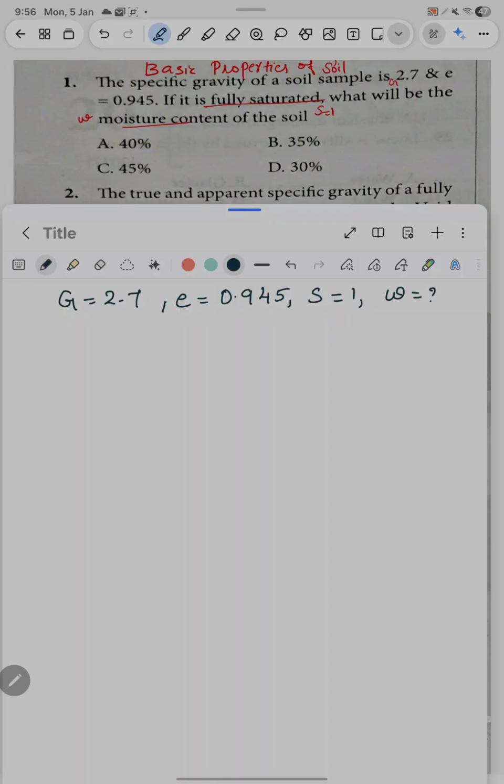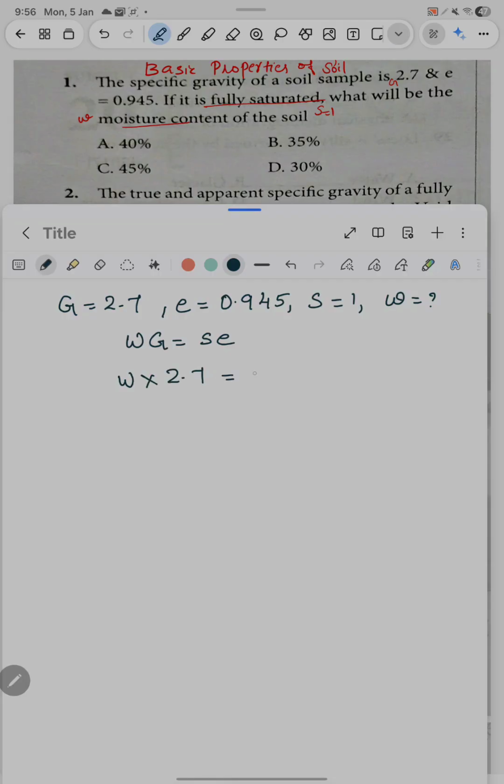W is water content. So we know the equation WG is equal to SE. Just substitute. We want to find out W; G is 2.7, degree of saturation 1, and E is 0.945. So W is equal to 0.945 divided by 2.7. On solving we get W is equal to 35%. So our answer is 35%. Option B is the correct answer.